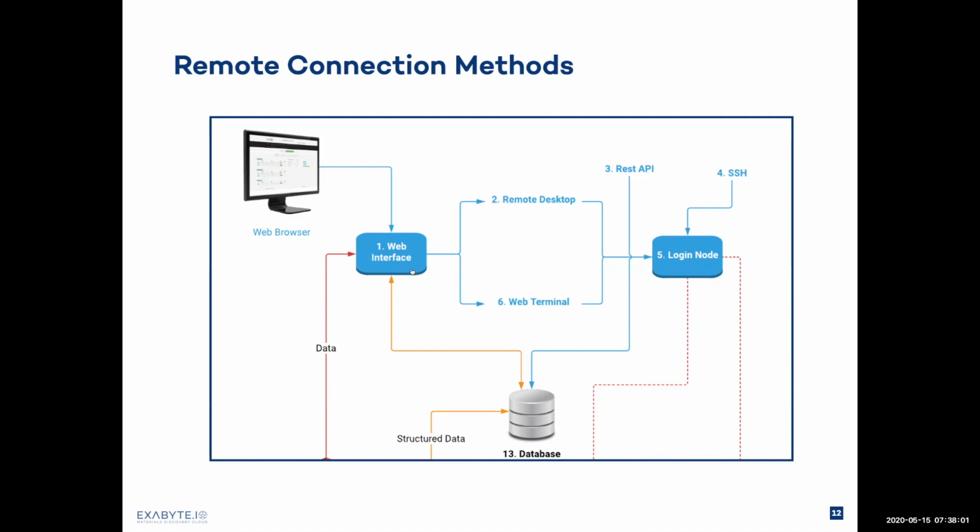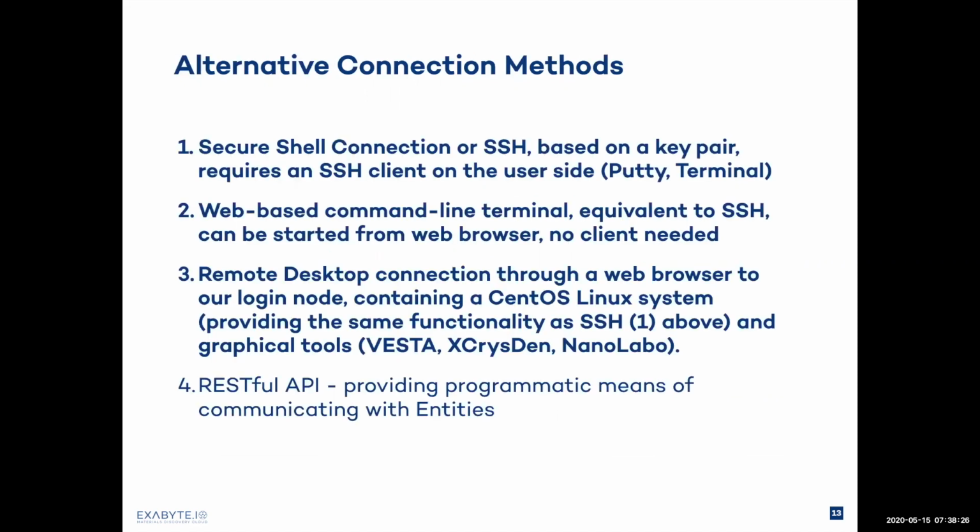However, there are three alternative connection methods: remote desktop and web terminal, SSH, and the RESTful API. So we have 4 total connection methods that could bypass the web interface. And we will speak about 3 of them today: the secure shell connection, remote desktop, and web terminal. The secure shell connection is based on a key pair and requires any SSH client. The web-based command line terminal is equivalent to SSH for all purposes, but it can be started from the web browser without any client required.